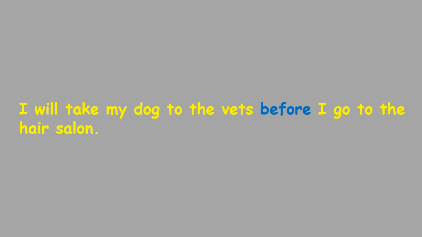How about if we want to join the sentences with the conjunction of time. Now let's focus on time. Now take the example. I will take my dog to the vet's before I go to the hair salon. The same structure. You have first the main clause, I will take my dog to the vet's, and the subordinate clause to add information: before I go to the hair salon. The subordinate clause begins with the conjunction of time, before.